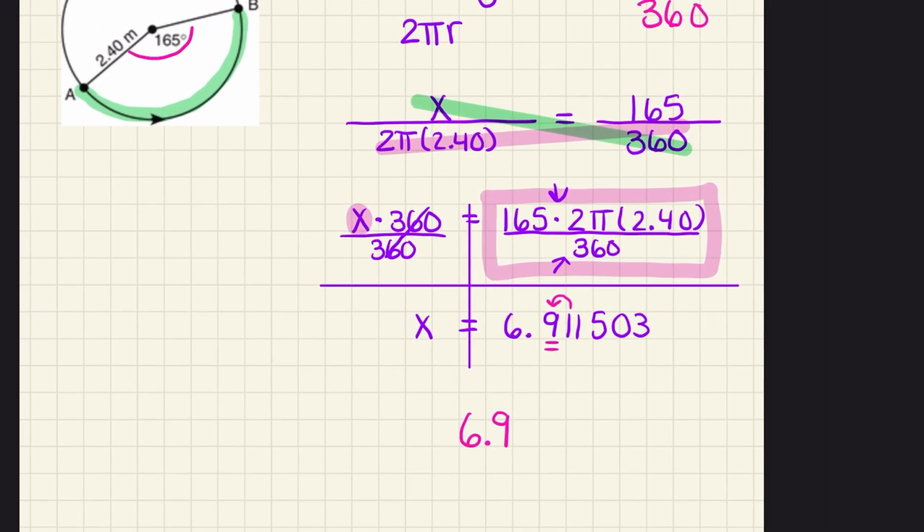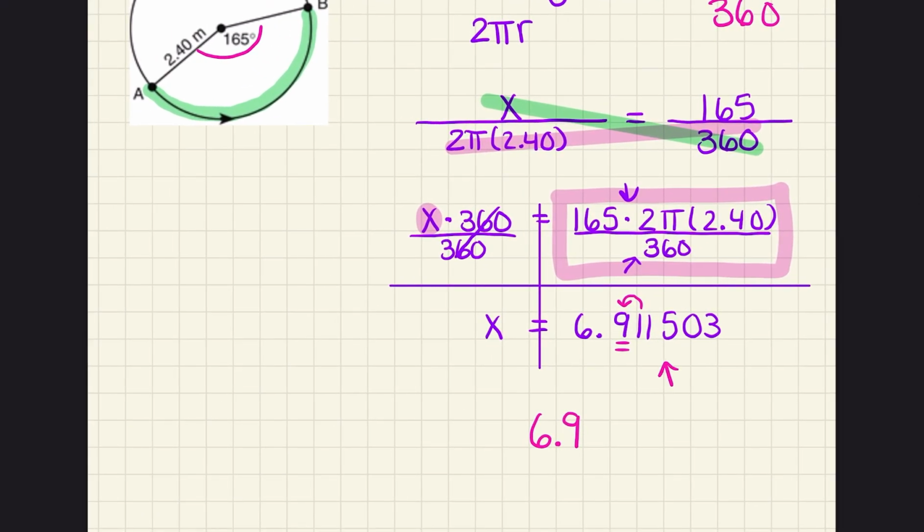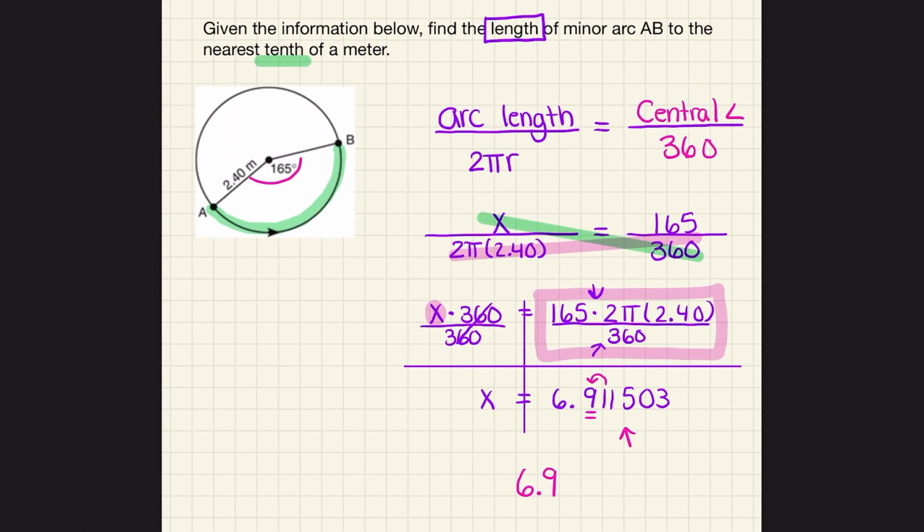I also think it's really important to write your answer unrounded first. So if you make a rounding error, it's quite clear. It's always nice and neat. It's always a good idea to make it as easy as possible for the person grading your paper.